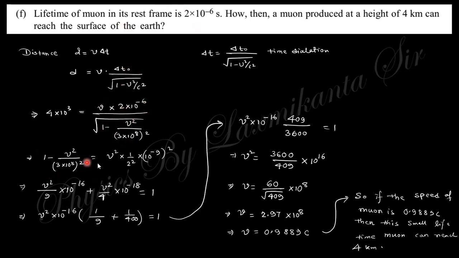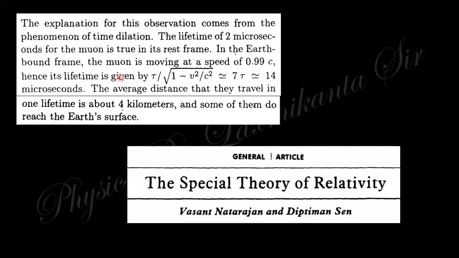So after calculating carefully, you will get the value of v like that. So if the velocity of the muon is of that order, then it is possible that the small lifetime can be achieved with this distance. Okay, next question. This is the explanation actually which is written here. You can just read these things to understand the previous discussion.